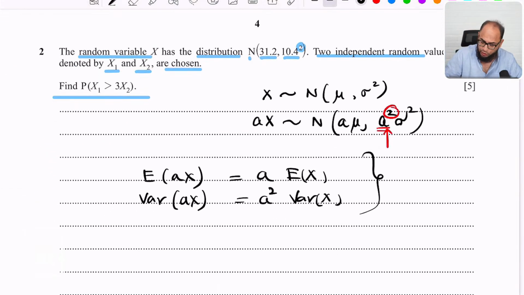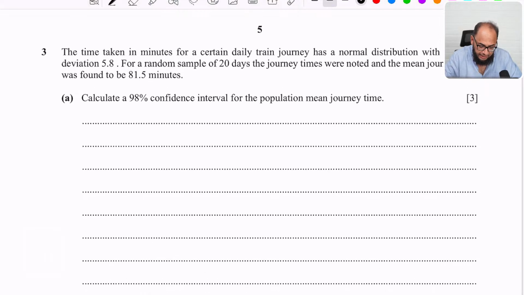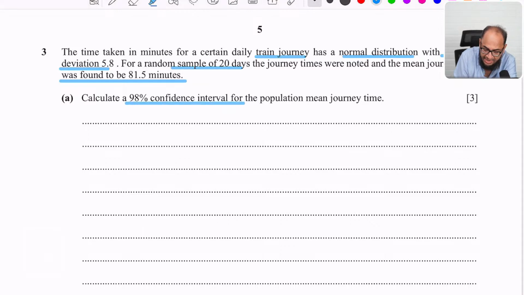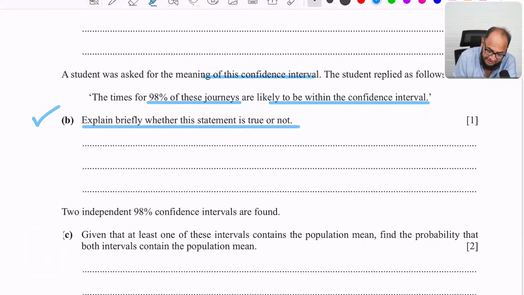Now, let's look at question number 3. The time taken in minutes for a certain daily train journey has a normal distribution with standard deviation 5.8. A random sample of 20 days is taken, the journey times are noted, and the mean journey time was found to be 81.5. Find a 98% confidence interval for the population mean. A student was asked the meaning of this confidence interval. This was a good question. The student replied: the times for 98% of these journeys are likely to be within the confidence interval. Explain briefly whether this is true or not.